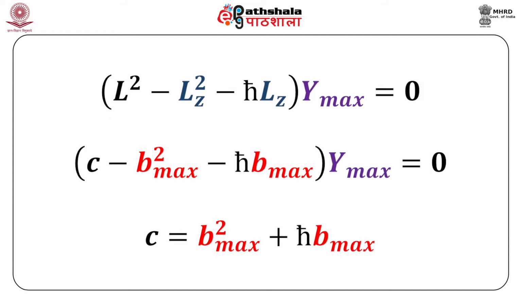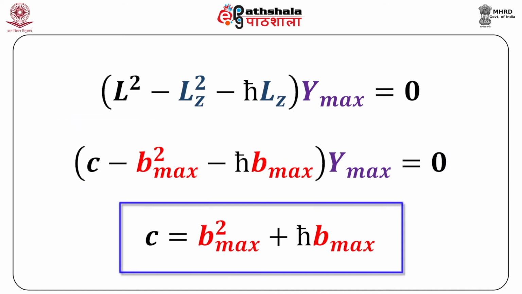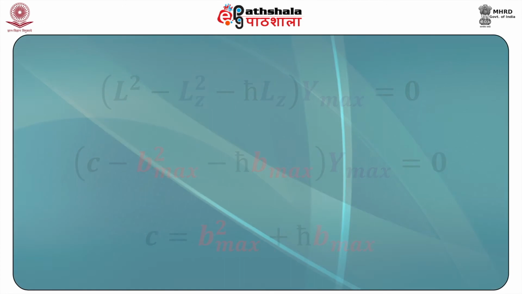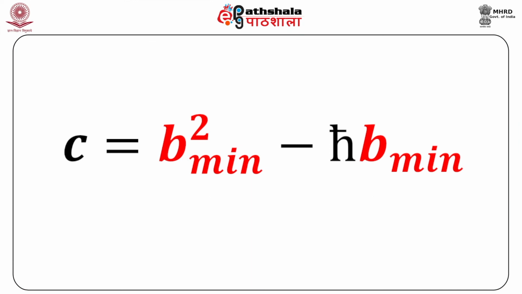Substituting the eigenvalue equation for L square and Lz, we get the expression as C minus B max square minus H cross B max psi equals to 0. This indicates that C is equal to B max square plus H cross B max. On similar grounds, the lower limit is obtained as C equals to B min square minus H cross B min.